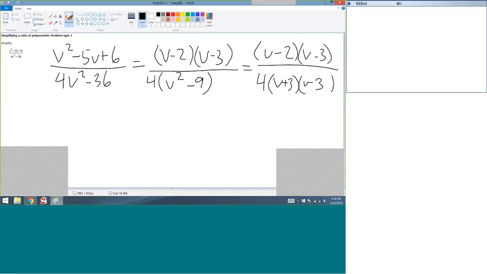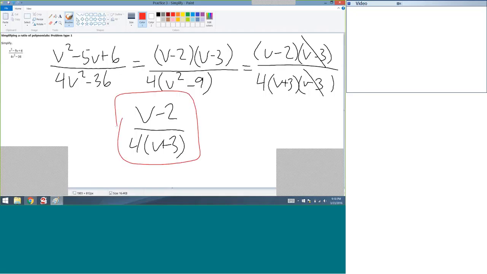Now we can cross out anything that matches. So the only thing that we have that matches is the v minus 3. So we cross those out, and everything else that remains is going to be our final answer, because nothing else crosses. We can't reduce this any further. So that's it. Is everyone okay with that before we move on?